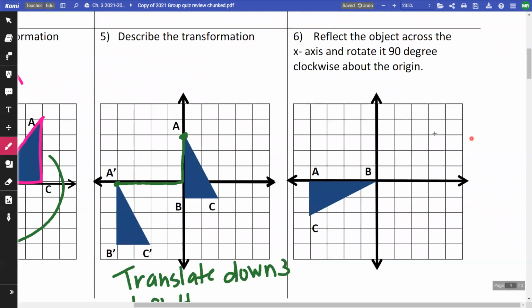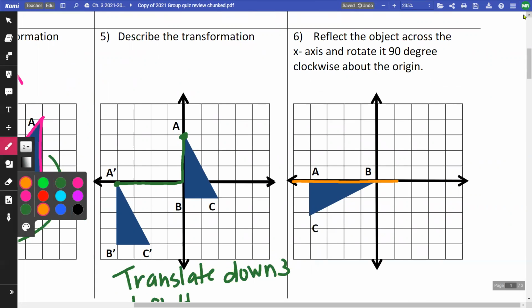Reflect this across the x-axis. Okay, so this is the x-axis. I'm going to reflect it across this. So when I reflect it across this, I am going to end up getting this, where this is C prime, this is A prime, this is B prime.